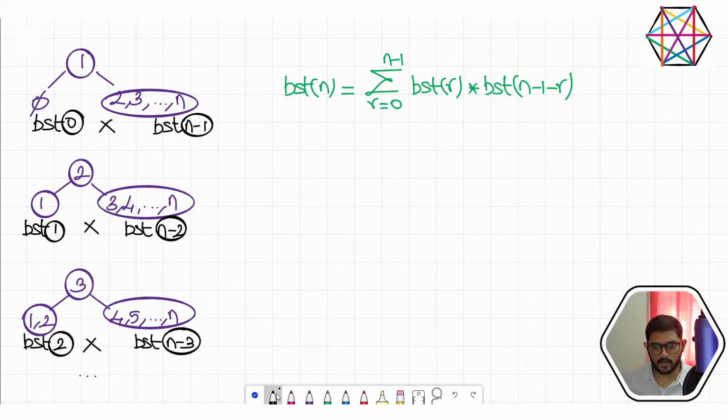Okay, so this is how we are going to code it out. First, let us start with cache, which is going to be a hash table.